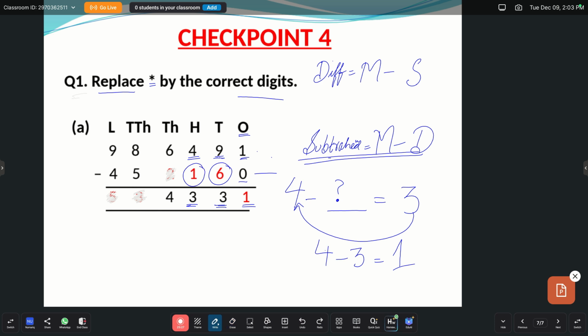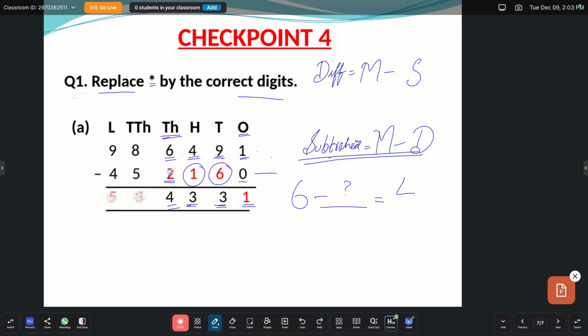Okay, boys? Now we will move to our thousands column. Tell me, beta, as you can see, here again the digit at the subtrahend is missing. What is minuend? It is 6. Then something, the difference is 4. So, how to find the subtrahend? We will again subtract this difference from the minuend. What is 6 minus 4, boys? It's 2. It means that we will write down 2 here.